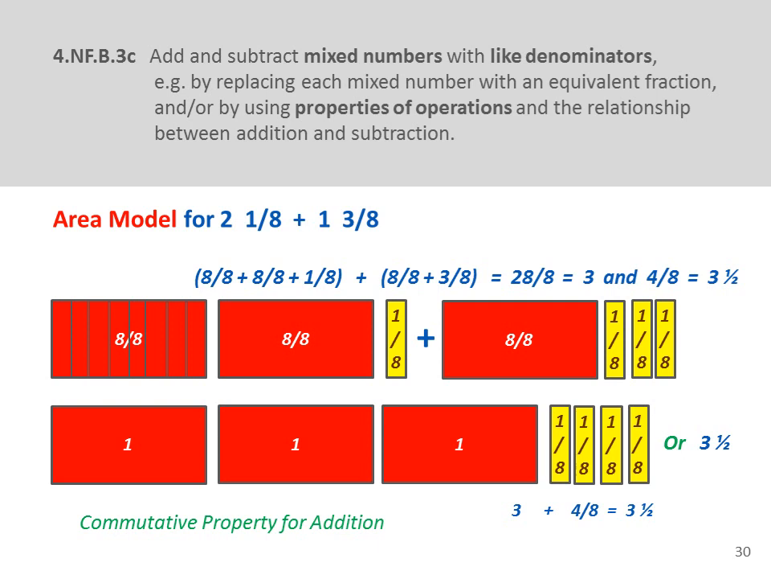In this slide, we see area models for both methods of addition of mixed numbers. We add 2 1/8 and 1 3/8. First, by converting the whole numbers to eighths and adding all the eighths together. And next, by using the commutative property to add the whole numbers and then add the fractional pieces. I believe the area model allows children to see this concept.